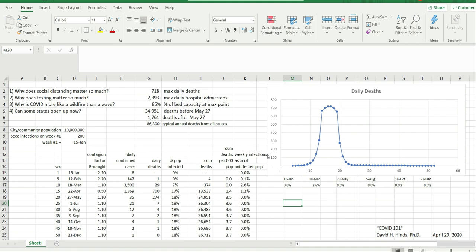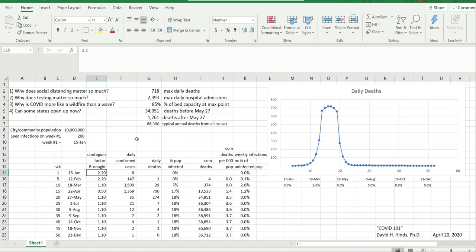So to understand COVID, the key number to understand is what's called R naught, or it's kind of the contagion factor. You can see it right here on the screen. The R naught contagion factor for COVID is thought to be probably about 2.2, maybe between 2 and 2.5. And this is the average number of people that you might infect after you've become infected.